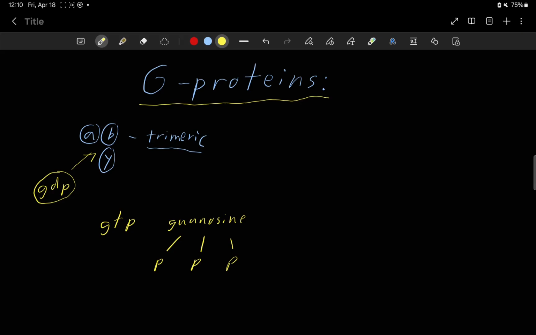Now, at rest, when you have a cell and you have your GPCR, your receptor, which goes in and out of the cell, on the intracellular part of your cell, you can have your G proteins bound. So you can have your alpha, beta, and gamma subunits all bound together on the inside part of your GPCR, and you'll often have GDP. So at resting state, you often have your G protein with GDP bound to the intracellular part of your GPCR.